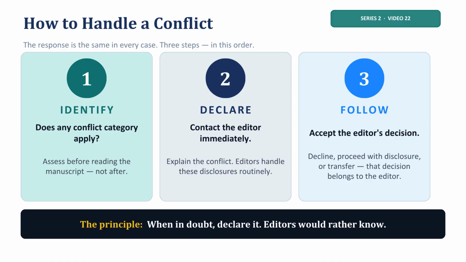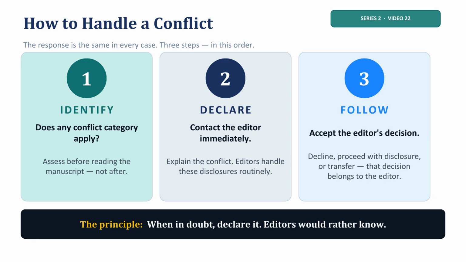The response to a conflict of interest is the same in every case, and it has three steps. First, identify. Does any of the conflict categories apply to this submission? This assessment must happen before reading the manuscript. Second, declare. Contact the editor immediately. Explain the nature of the conflict. Editors handle these disclosures routinely. The process is designed for it.